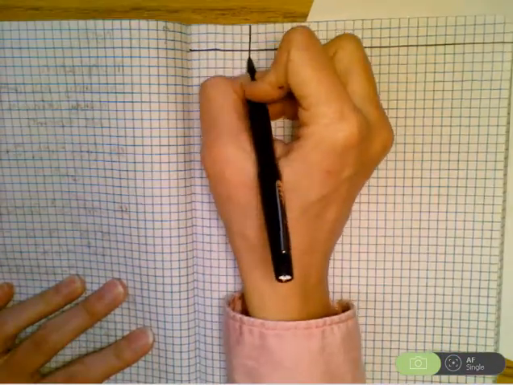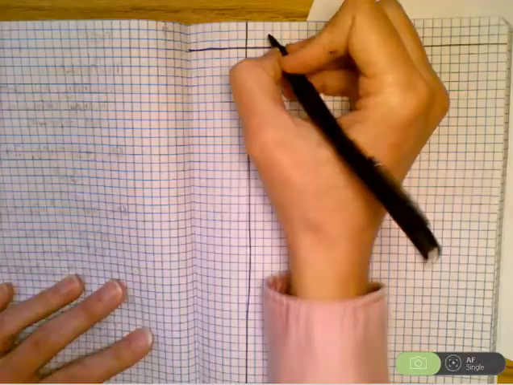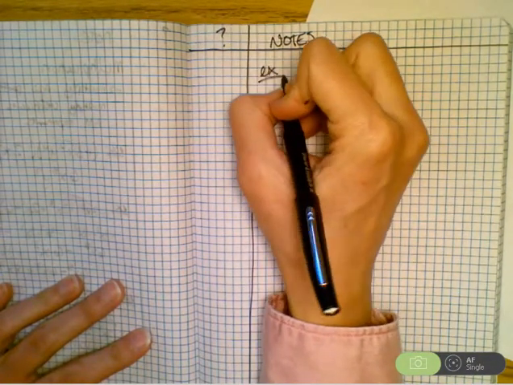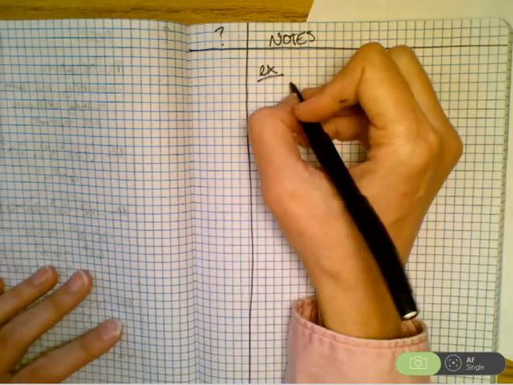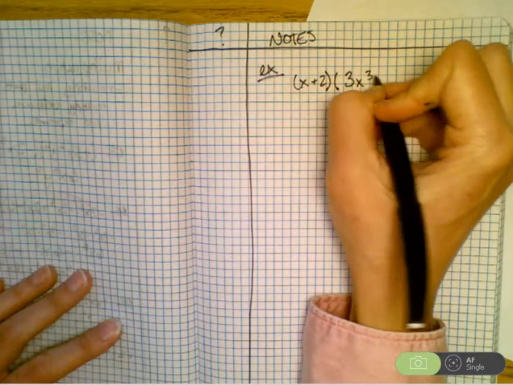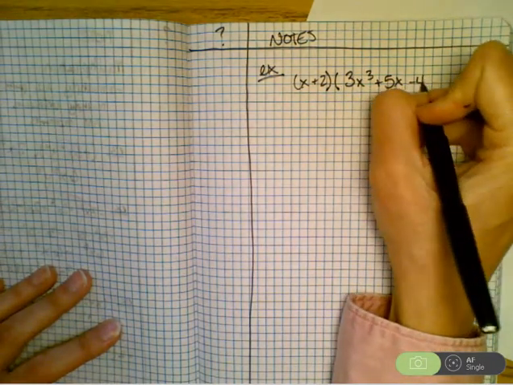Okay, so one last example. And this is what happens when we have more than two terms, because most people haven't seen that yet. Don't worry, it's just like when you have two terms, only you have more. So x plus 2 times 3x cubed plus 5x minus 4.